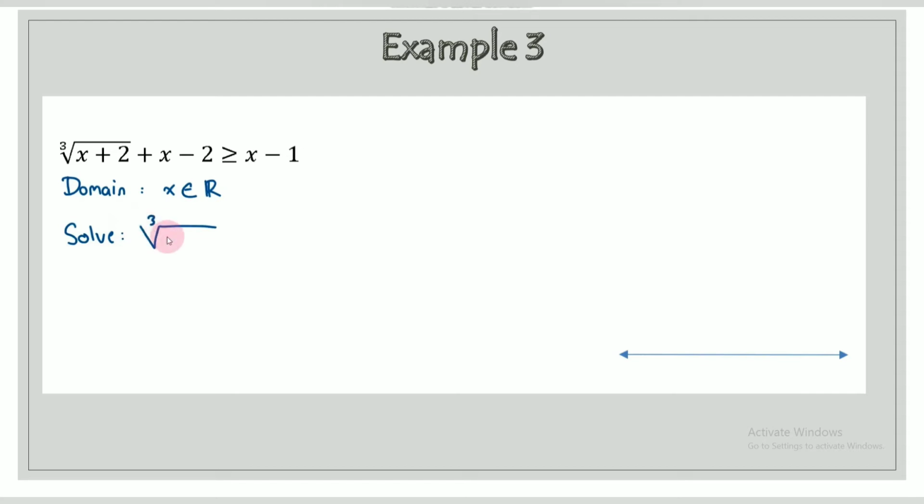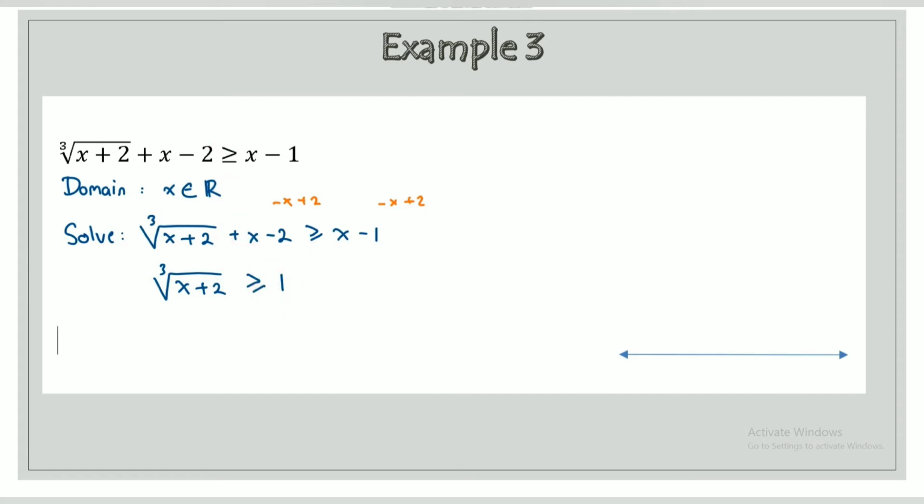So let's just go directly to solving the inequality. First let me copy the problem, and then the first step for solving is isolating the radicals, right? So let's subtract both sides by x and add both sides by 2, and in the end we have cube root of x plus 2 greater than or equal to, no, it's 1.